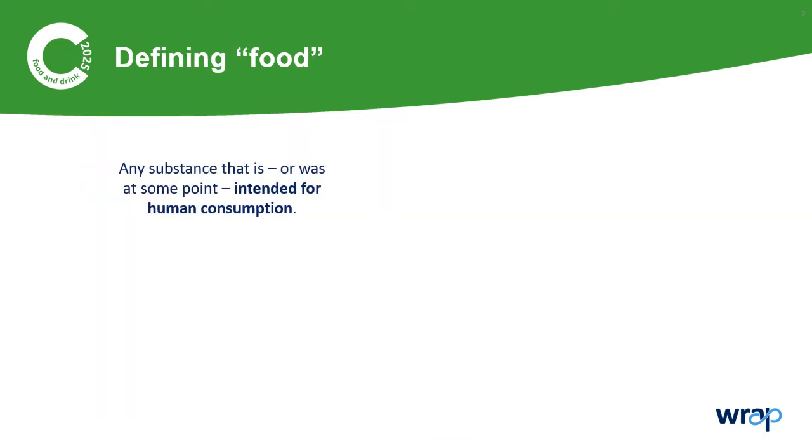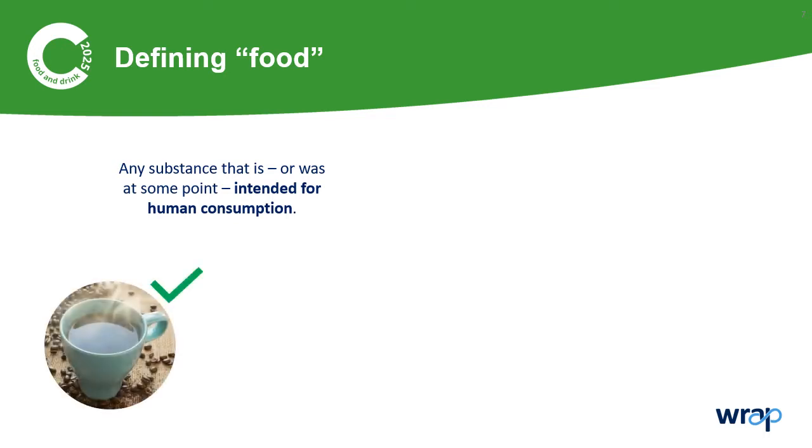So food is defined very simply as any substance that is or was at some point intended for human consumption. Now, there's a few things to unpack in this. First of all, it's worth saying that it includes drink as well. So although we talk about food waste, and obviously we have the food waste reduction roadmap, you should see food waste as a shorthand for food and drink waste. So that does include beverages as well.